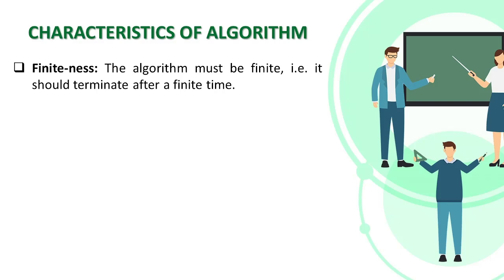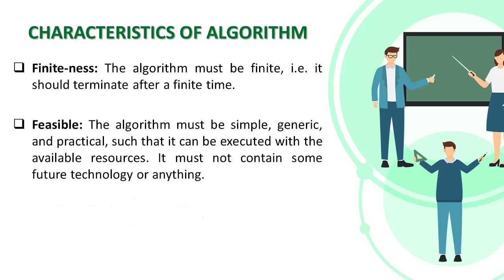Finiteness. An algorithm must be finite. That is, it should terminate after a finite time, which means that the algorithm should not run forever. But there are some exceptions. So, feasible. The algorithm must be simple, generic, and practical, such that it can be executed with the available resources. It must not contain some future technology or anything. So we are saying that it should be feasible, which means that it should be able to solve a particular problem.